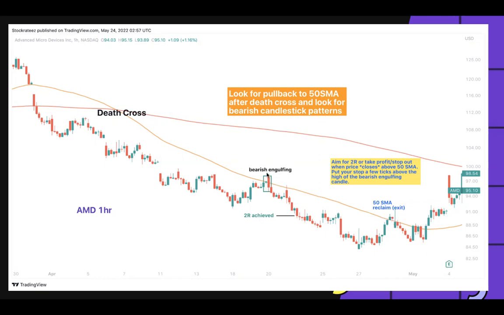Then you just put your stop right above. It's a very simple technique. So death cross, look for a bearish pattern: either shooting star, gravestone doji, bearish engulfing, dark cloud cover, evening star.